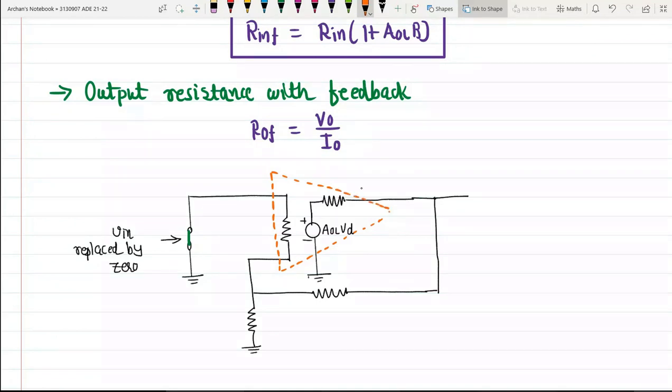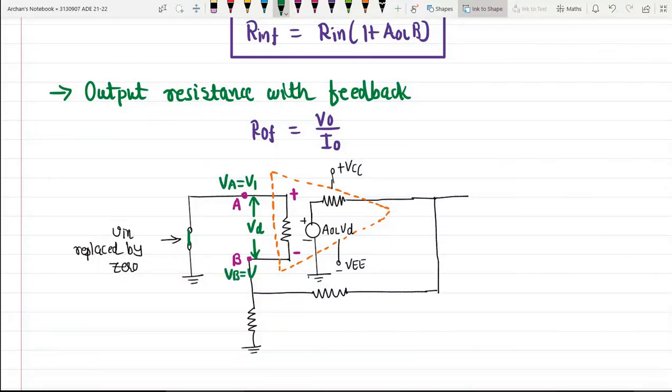There will be positive supply voltage plus VCC and negative supply voltage minus VEE. This is my non-inverting terminal. This one is the inverting terminal. This is terminal A. This one is terminal B. In between, we will have the difference voltage VD. So this is potential VA, which will be equal to V1, and potential VB, that is equal to V2.